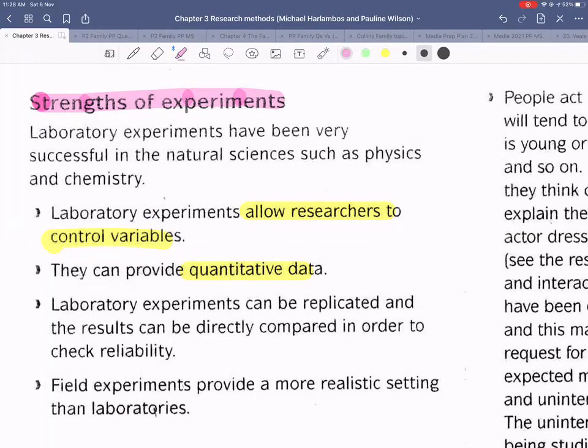Now, you're conducting an experiment in a controlled environment. How likely do you think it would be that its findings will apply in the real world? Okay. Now moving on towards the strengths and limitations of experiments.